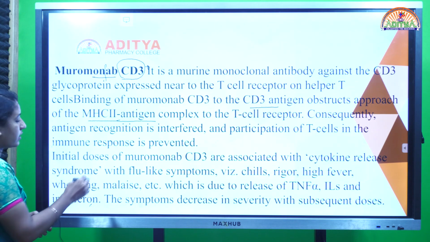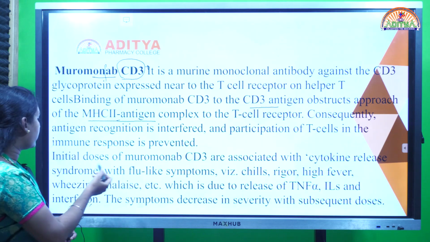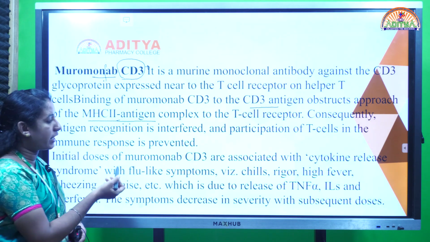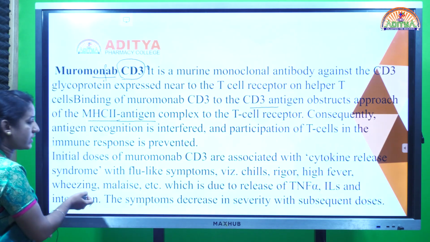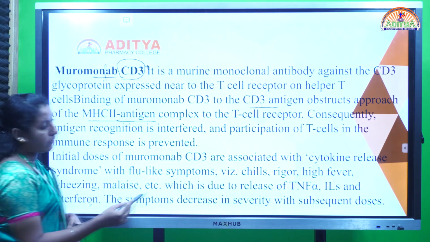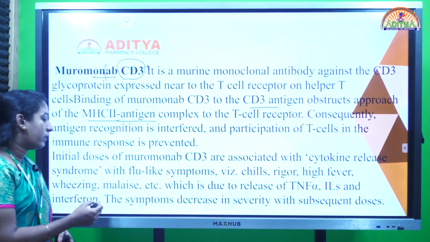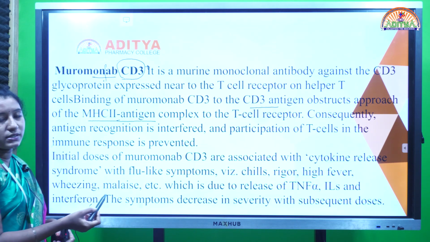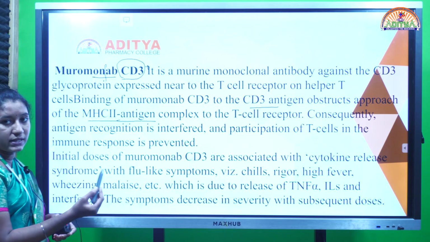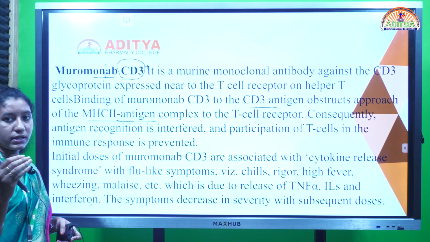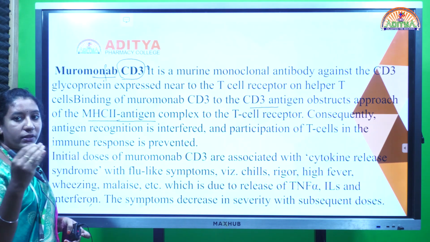First, this muromonab CD3 has side effects like cytokine release syndrome. It can produce flu-like symptoms like chills, rigor, malaise and high fever, as well as wheezing. This can be due to the release of various mediators like TNF alpha, interleukins and interferon, and these symptoms decrease in severity with subsequent doses, that means based on the dose the symptoms can increase, or if you decrease the dose the symptoms can somewhat be relieved.